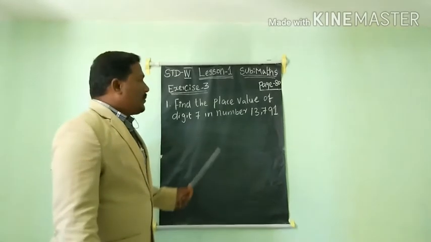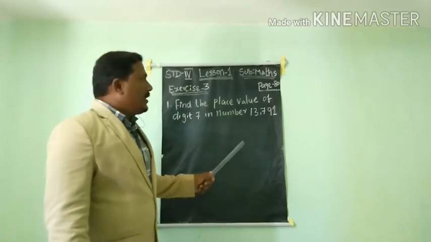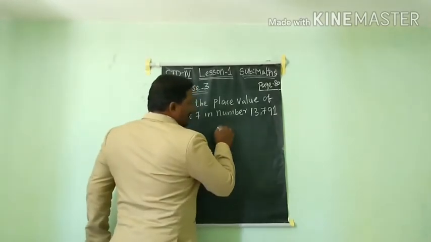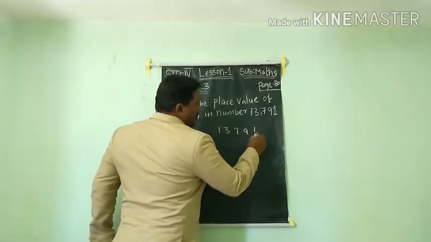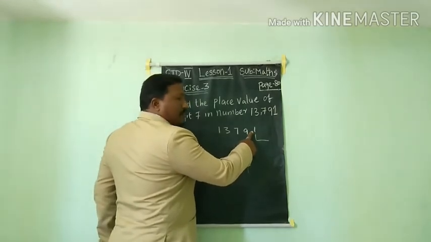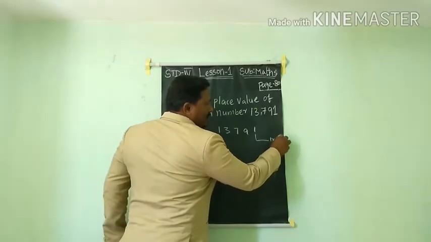Okay, so we know how to find place value. How do we find place value? We have to use it like this. So 1, 3, 7, 9, 1. The face value of 1 is 1. Okay, what's the place value? 1's place. So 1 into 1 is equal to 1.